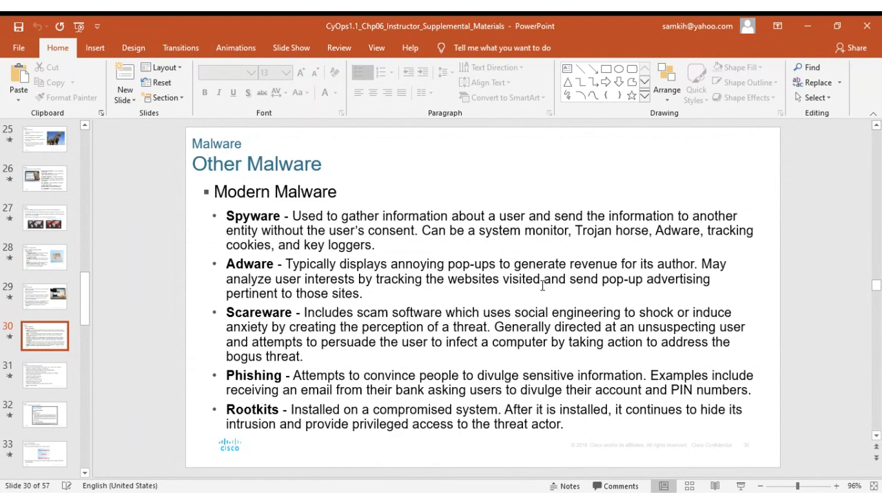maybe these phishing activities. So the rootkit, remember the rootkit is attacking your root, maybe like your drive C where your operating system is installed, the boot files and system files. So they install on a computer system, and after it is installed, it continues to hide its intrusion and provide privileged access to threat actors. And it happens in so many scenarios.